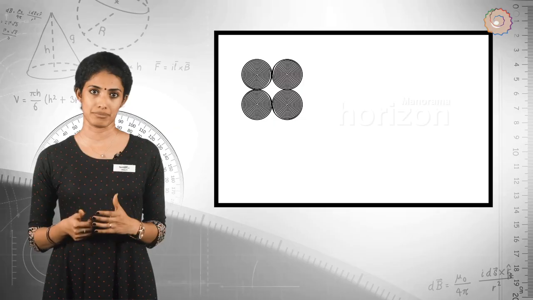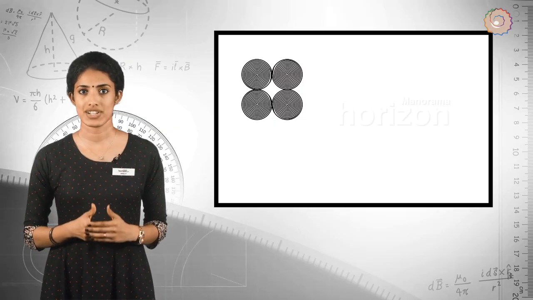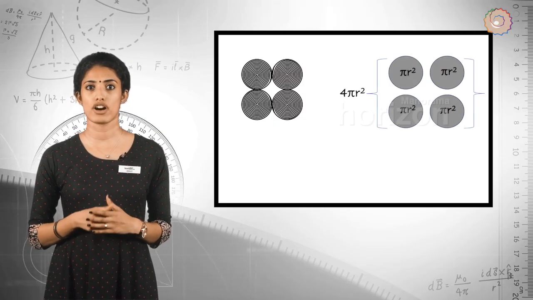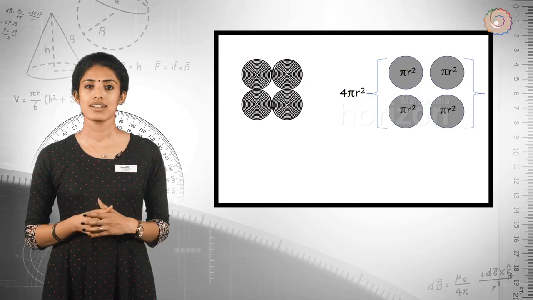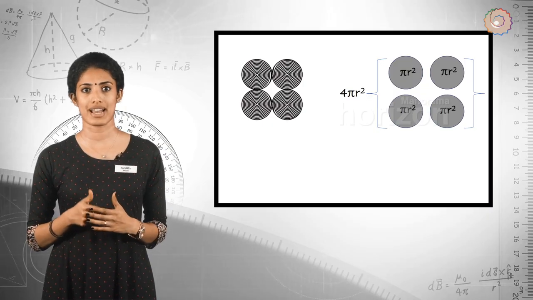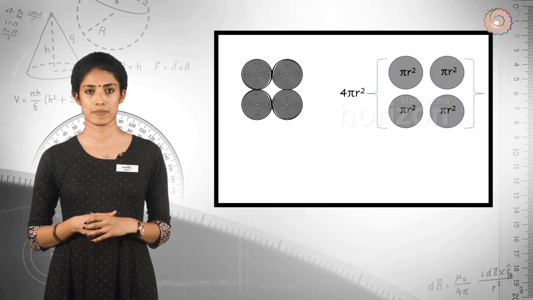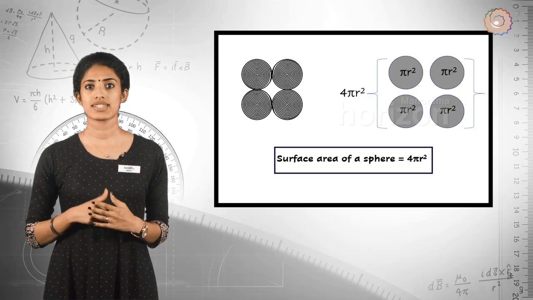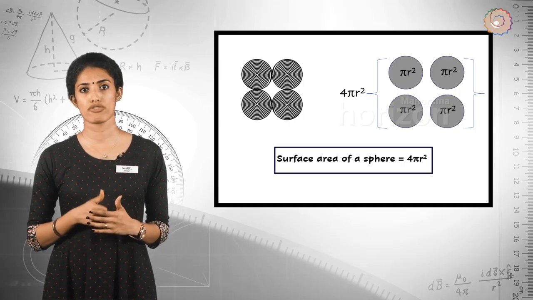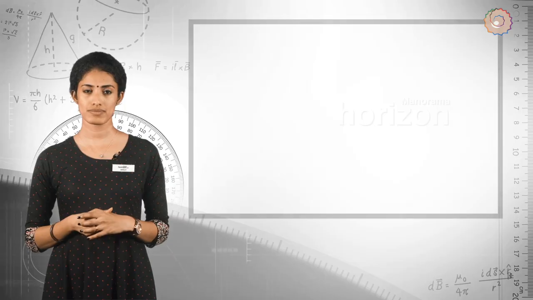So what does that mean? This suggests that the surface area of a sphere of radius r is equal to 4 times the area of a circle of radius r, that is 4 pi r square. Therefore, the surface area of the sphere is equal to 4 pi r square.